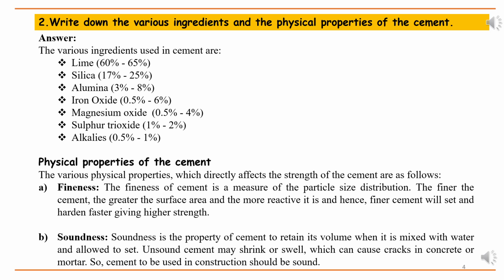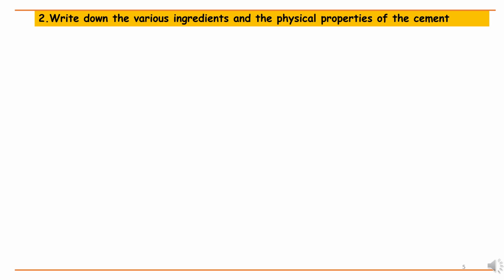Fineness. The fineness of cement is a measure of the particle size distribution. The finer the cement, the greater the surface area and the more reactive it is, and hence, finer cement will set and harden faster, giving higher strength. Soundness. Soundness is the property of cement to retain its volume when it is mixed with water and allowed to set. Unsound cement may shrink or swell, which can cause cracks in.